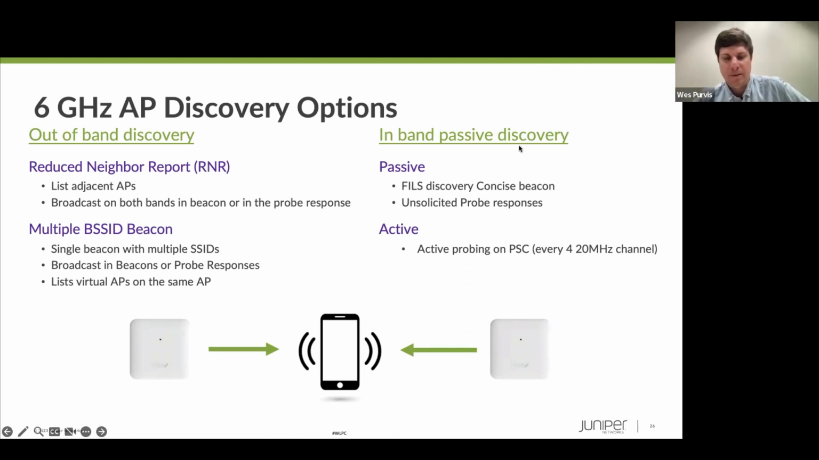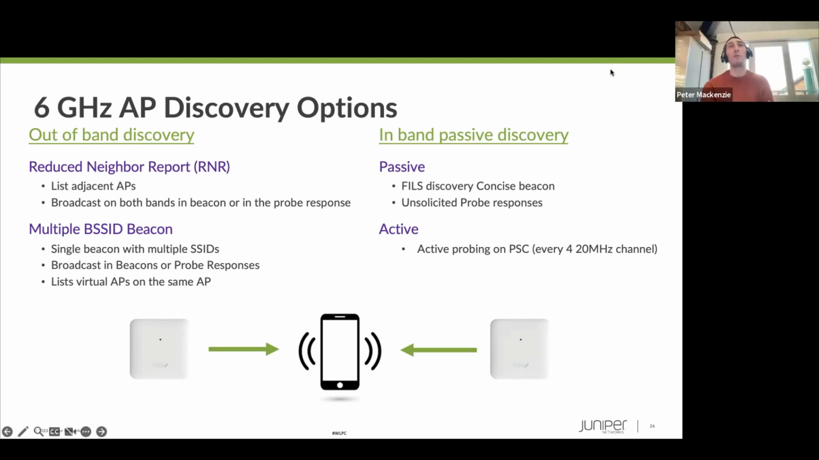Then you have the passive stuff, which is clients can listen for beacons. There's FILS discovery or unsolicited probe, similar mechanisms. Both of these, in my opinion, are meant for 6 gig only SSIDs, although clients don't even look at 6 gig if they don't have an RNR. So I don't find a lot of value in the FILS.